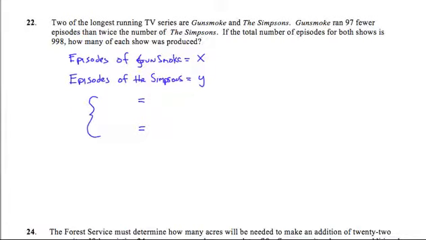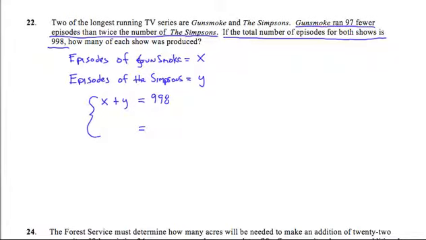I think the easiest one to write here is the total. If the total number of episodes for both shows is 998. Well, if I add the episodes of Gunsmoke plus the episodes of The Simpsons, that has to total 998. That was the easier one to see. The next one here is this relationship. This next sentence here gives us the relationship between Gunsmoke and The Simpsons. That's going to be our next equation.